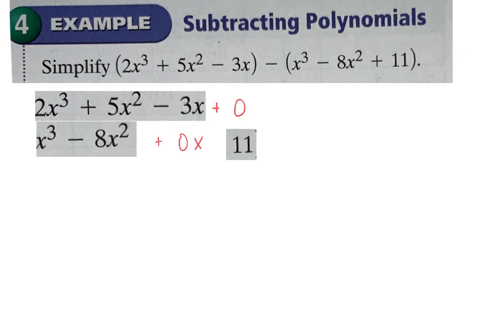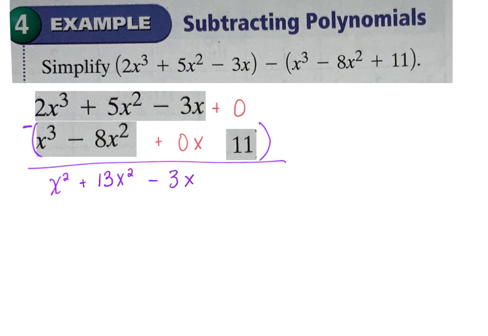So you have to be really careful with this particular method, and you have to also remember that you are subtracting. So you're going to say 2x cubed minus 1x cubed and get 1x cubed. You have 5x squared minus a negative 8x squared. And so that is the same thing as plus a positive. So for the second one, you'll actually end up with positive 13x squared. Negative 3 minus 0, 0 minus 11. And so with vertical, you have to be really, really careful with your positives and negatives.